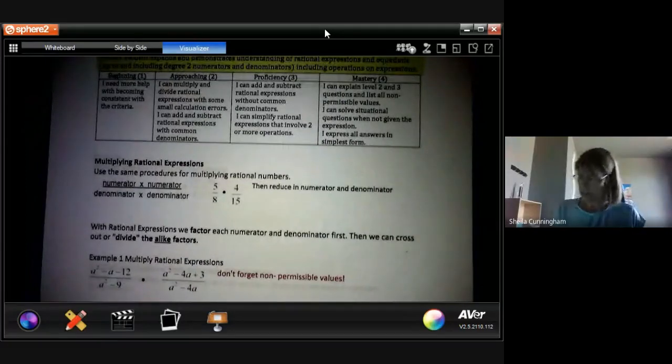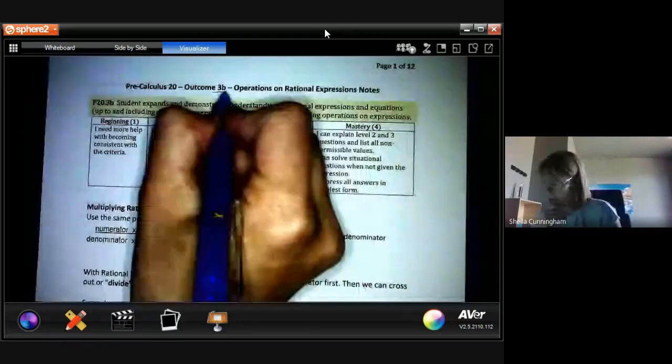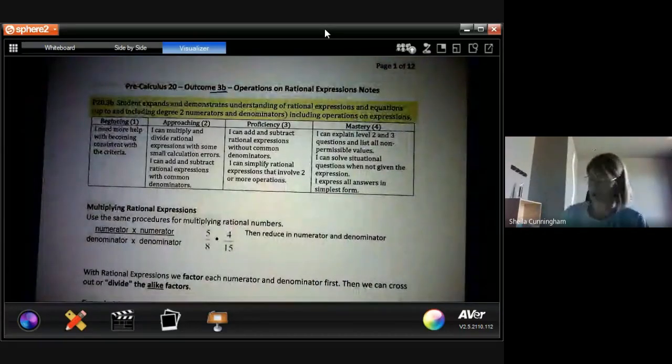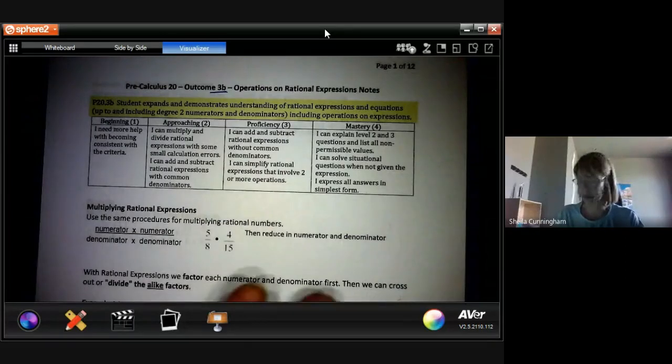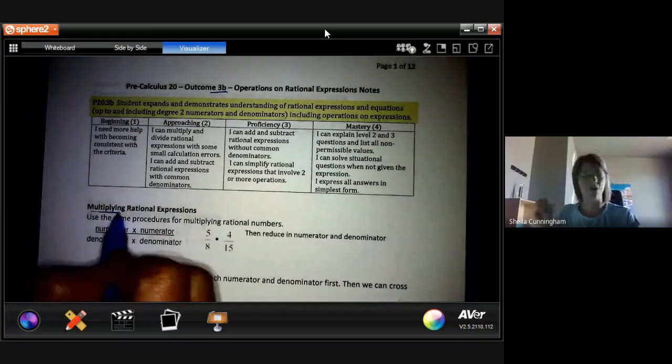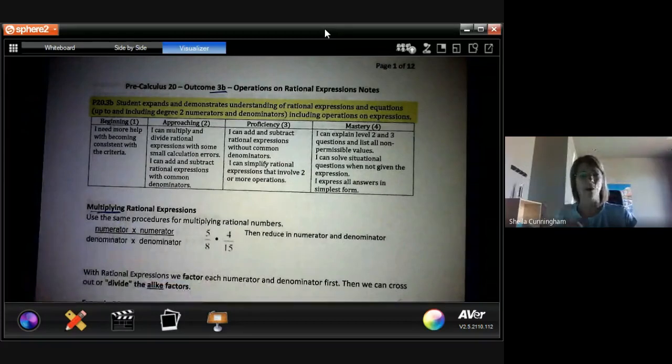So this is outcome 3B now that we're starting. We're looking at operations. So think about operations of fractions. We're just going to do it now with rational expressions where there are potential of having some variables in it. So the first two operations we're going to do today are going to be just solely on multiplication. We're going to stick with multiplication and division. They're probably the easier operations moving through this.